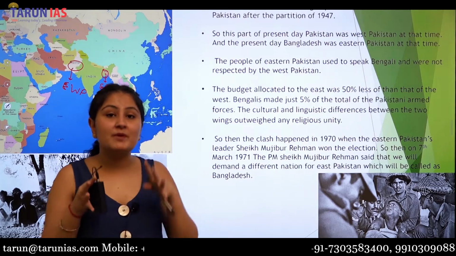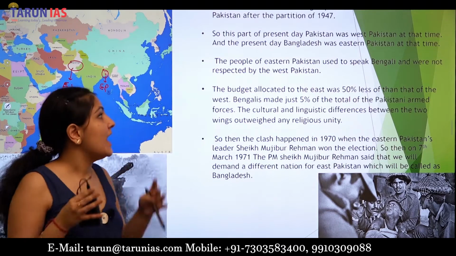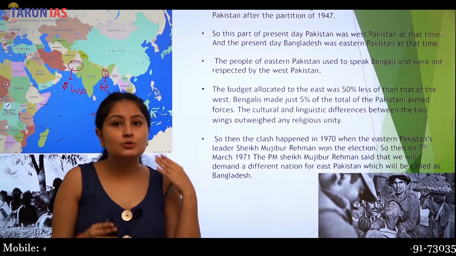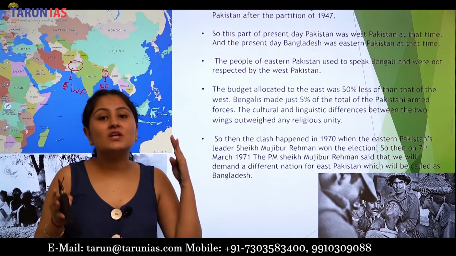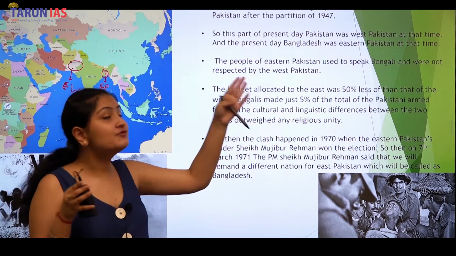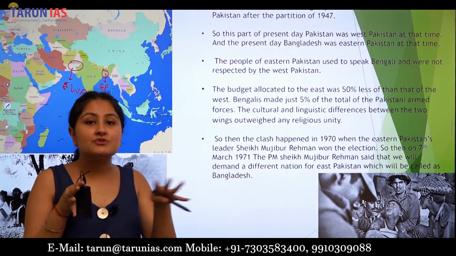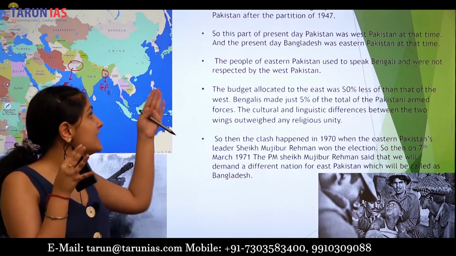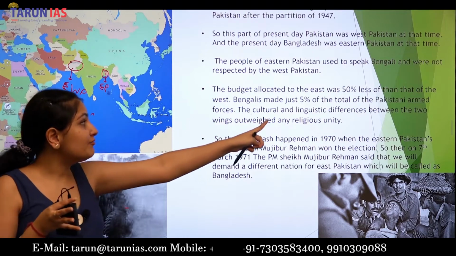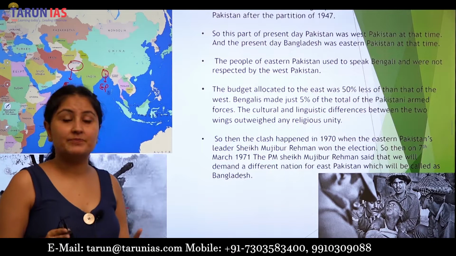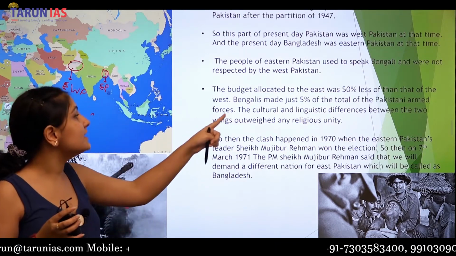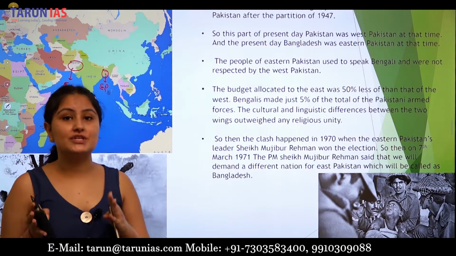The problem occurred when the people of East Pakistan, who spoke Bengali, were not at all respected by the people of West Pakistan. The people of West Pakistan always considered themselves superior and never gave the respect which the people of East Pakistan deserved. The budget allocated to the East was 50% less than that given to the West. Bengalis made just 5% of the Pakistani armed forces. The cultural and linguistic differences between the two wings outweighed any religious unity.